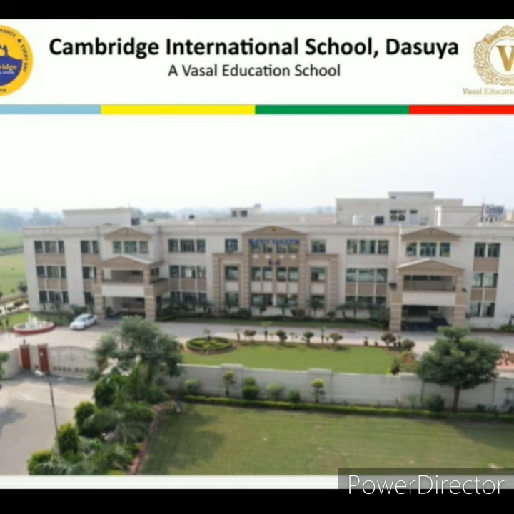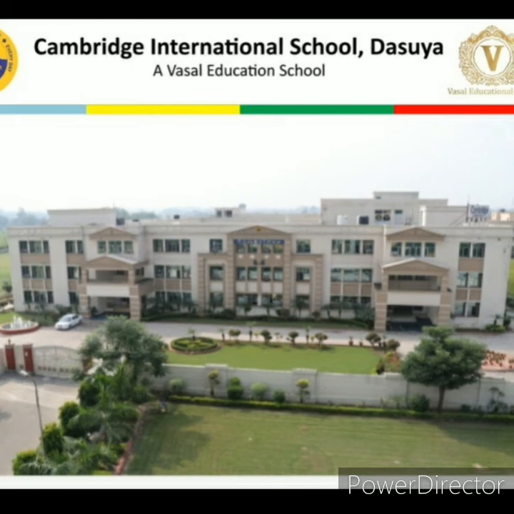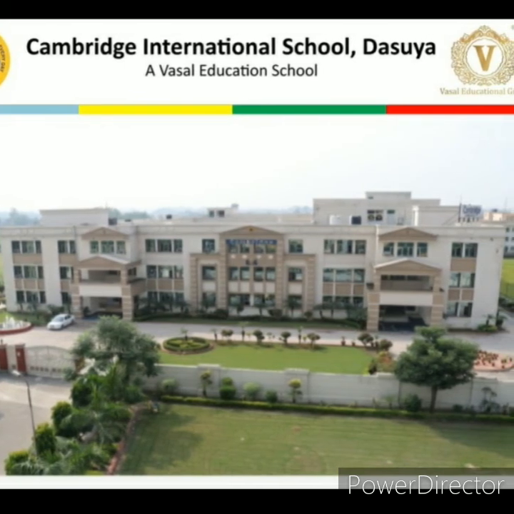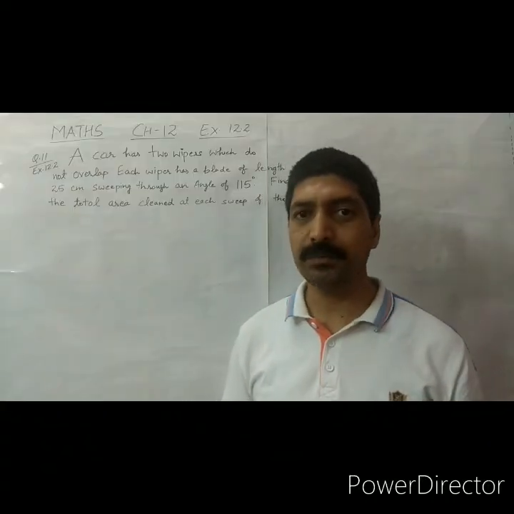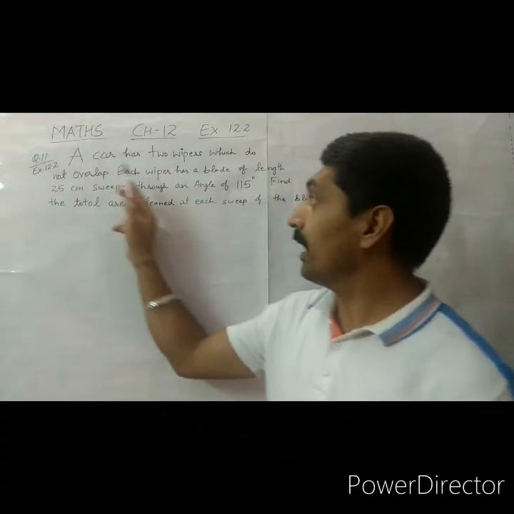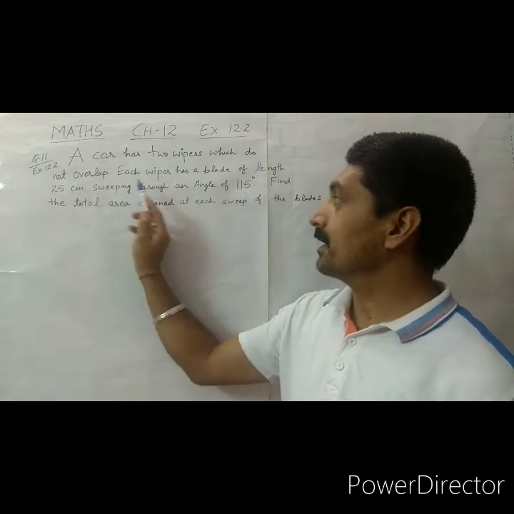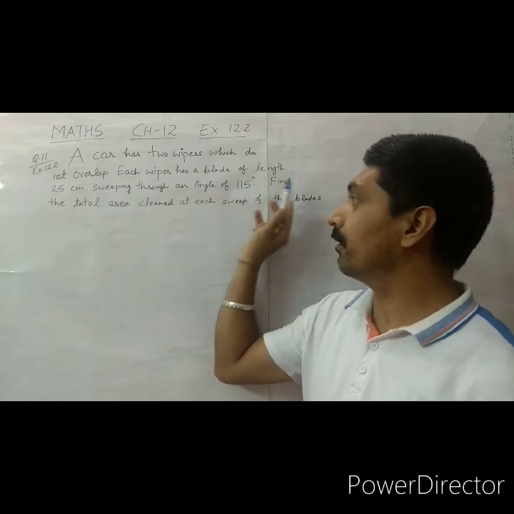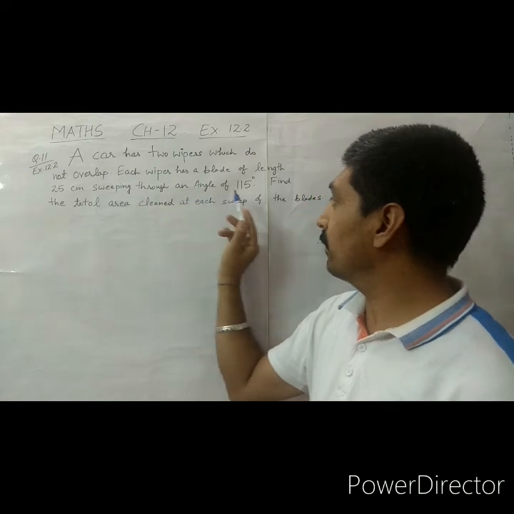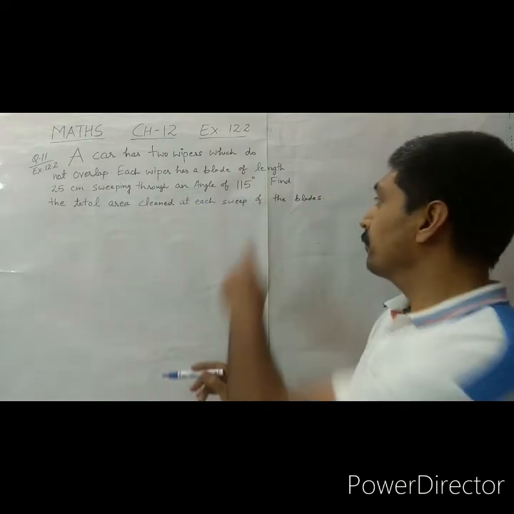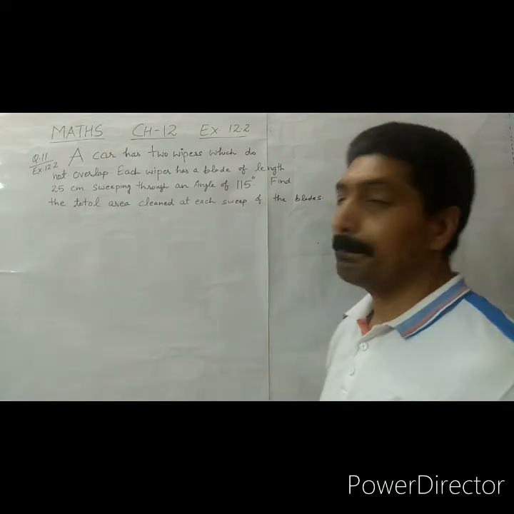Today, I will discuss with you the homework questions first, and we will pursue with exercise 12.2. Question number 11 says that a car has two wipers which do not overlap. Each wiper has a blade of length 25 centimeter sweeping through an angle of 115 degree. Find the total area cleaned at each sweep of the blade.